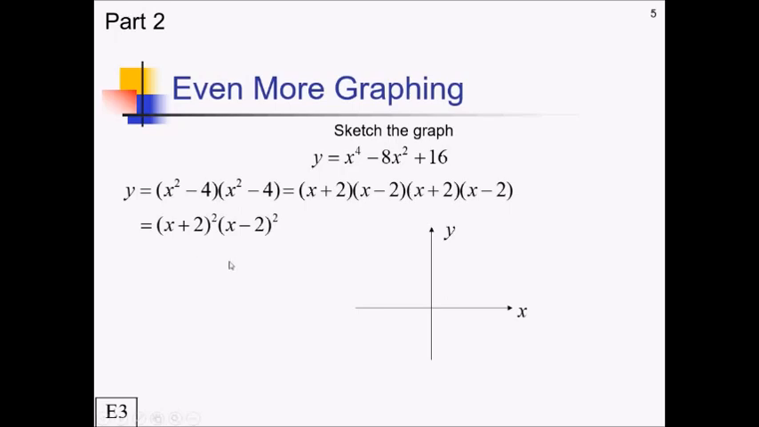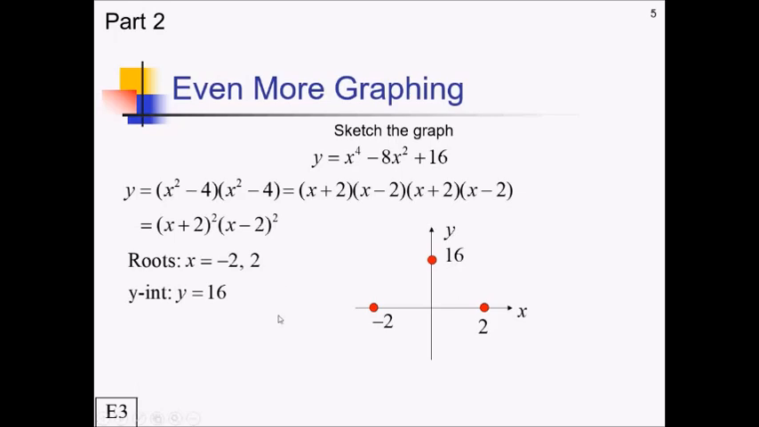So now we can see our zeros at this point. We're going to have negative 2 for this x plus 2 squared and positive 2 for the x minus 2 squared. So we've got a negative 2 somewhere over here, positive 2 somewhere to the right of the y-axis. And for the y-intercept, that's this constant of 16 over here. So that's going to be somewhere here above the x-axis.